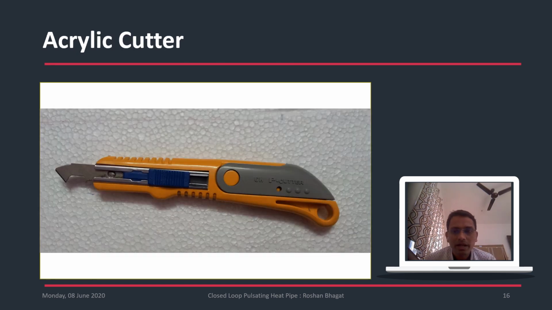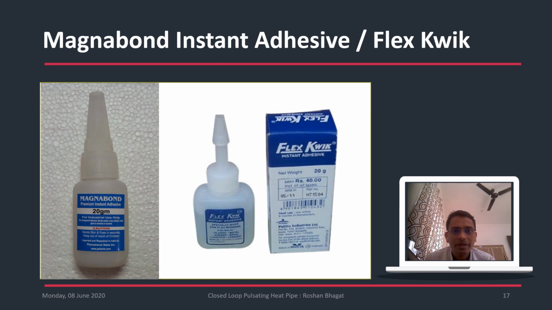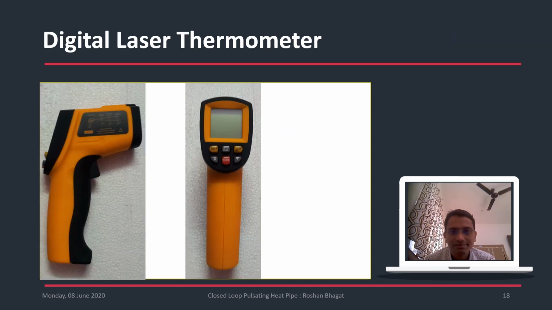You require an acrylic cutter for cutting the acrylic sheets. It's quite easy to cut with the help of this cutter. Now the next one is Magnabond instant adhesive, or you can also use Flex Quick. It is quite easily available in the market, and it costs somewhere around 30 or 40. So this is a Magnabond instant adhesive as well as a Flex Quick.